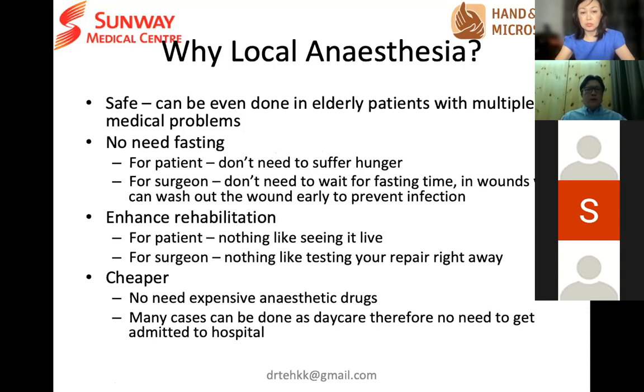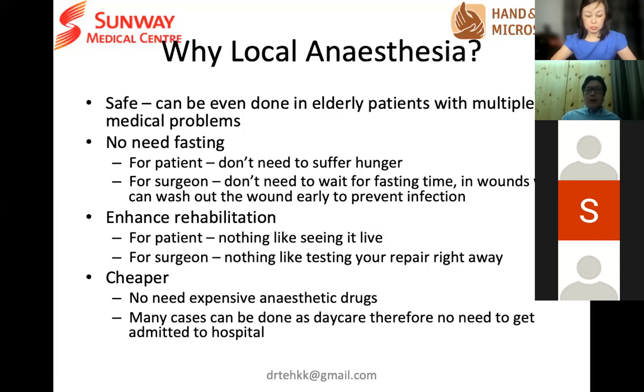You can enhance rehabilitation, because when the patient can see you repairing the structure or doing something to the hand, and after the repair, the hand can move right away, the patient knows that you have done a good job, and they will not doubt that. Because a lot of times when you do a repair, tendon repair, nerve repair, whatever repair you do, they can't see.